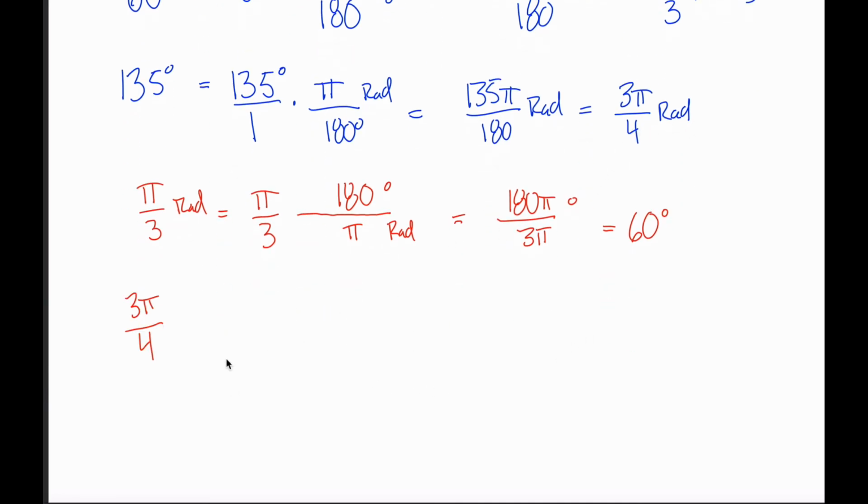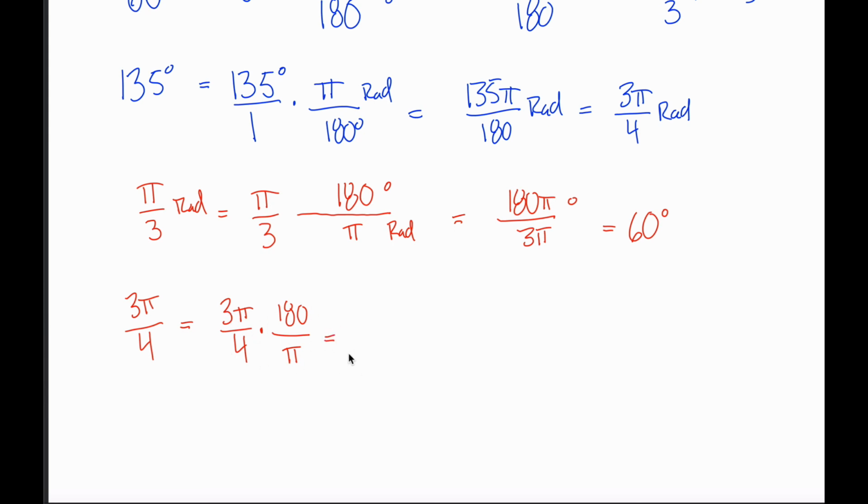Similarly, 3 pi over 4 radians. I won't even write radians. We'll assume that we can figure that out just from the context. What I would do is I'd take that 3 pi over 4, and I would again multiply by 180 divided by pi. I'm not even going to put in the degrees here. From the context, I'll be able to tell what I'm talking about. And then I multiply these together.